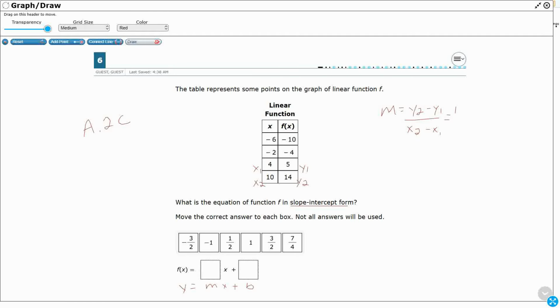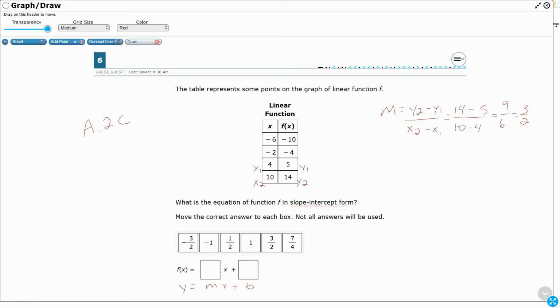So 14 minus 5, that's my y sub 2 minus my y sub 1. And then 10 minus 4 is my denominator. That's my x sub 2 minus my x sub 1. So that's going to be 9 over 6, which makes 3 halves.